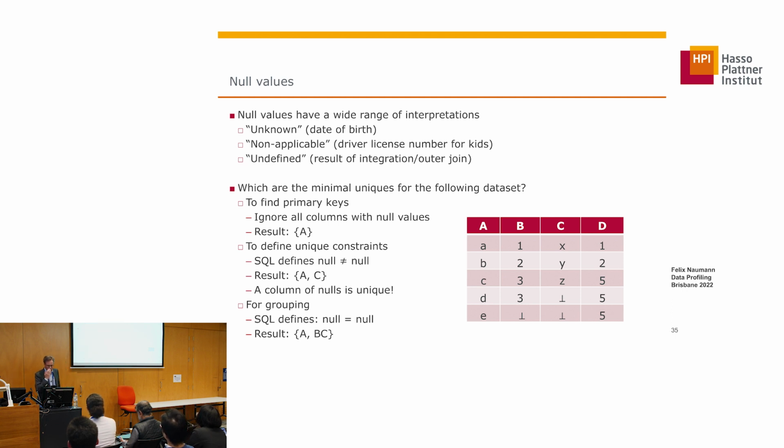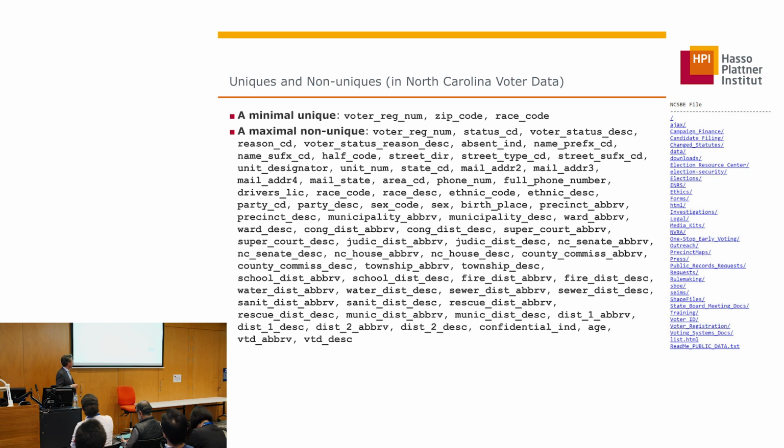Okay, so what are we looking for? I showed you earlier this North Carolina data set. This was the table that we zoomed out on. These are voters, and we analyzed this one. And this column combination is a minimal unique: voter registration number, zip code, race code. So that's already interesting.